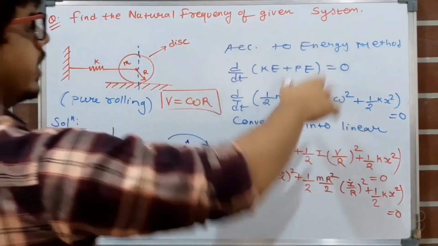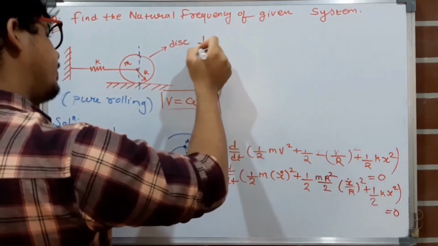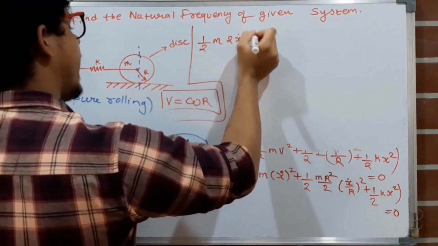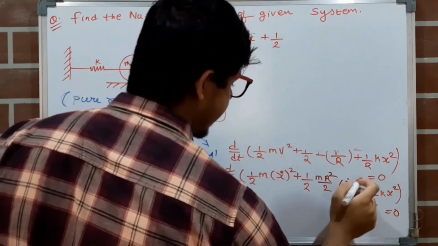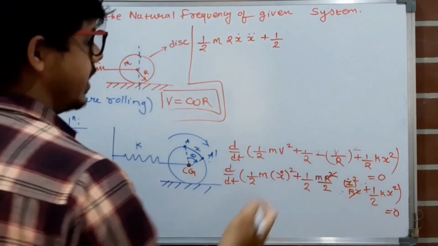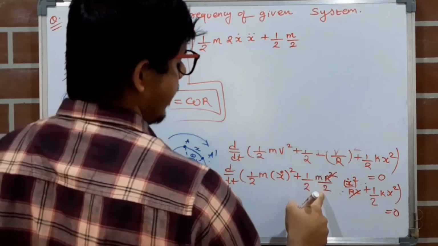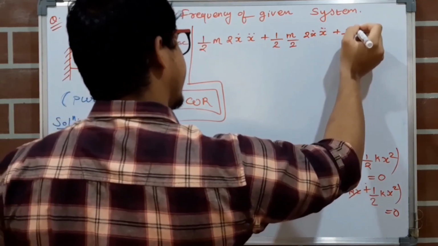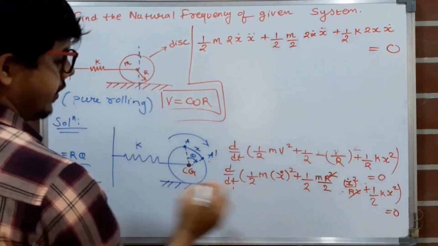Now I have to differentiate this term. So it will be 1 by 2 m into 2 x dot into x double dot, plus 1 by 2, so this r square and this r square get cancelled. So it will be 1 by 2 m by 2 into 2 x dot into x double dot, plus 1 by 2 into k into 2x into x dot, which is equal to 0. We are differentiating with respect to time.